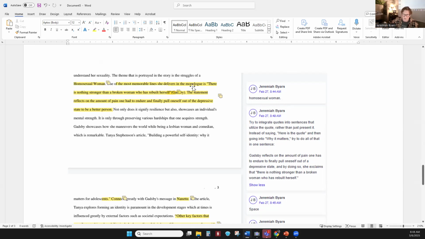I provide some feedback and said, look, try to integrate quotes into sentences that utilize the quote rather than just present it. Instead of saying, here is the quote, and then going into why it matters, try to do all of that in one sentence. And then I provide an example. Gatsby reflects on the amount of pain one has to endure to finally pull oneself out of a depressive state. And by doing so, she exclaims that there is nothing stronger than a broken woman who has rebuilt herself.